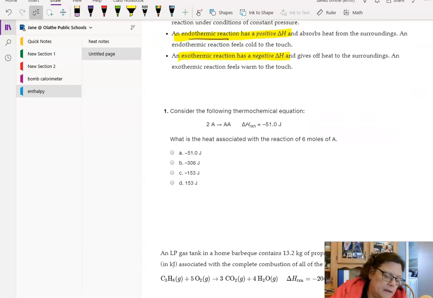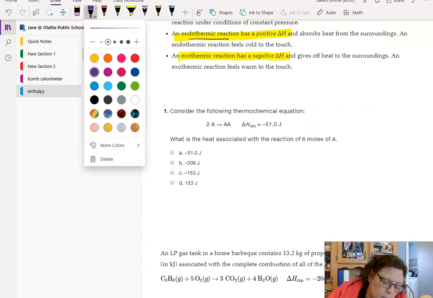All right. Now we're going to do an equation. I'm going to switch colors. I'm tired of purple.